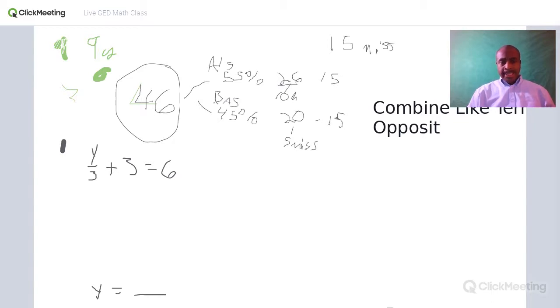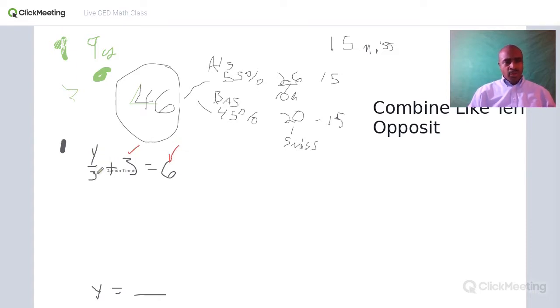So combining like terms and the opposite. The first thing that I want to look at is combining like terms. And what do I mean by like terms? When I say like terms, I'm really talking about things that are not the same, but that are alike. And so 3 and 6 are not the same, of course, but they're alike. So I'm going to mark those with the red.